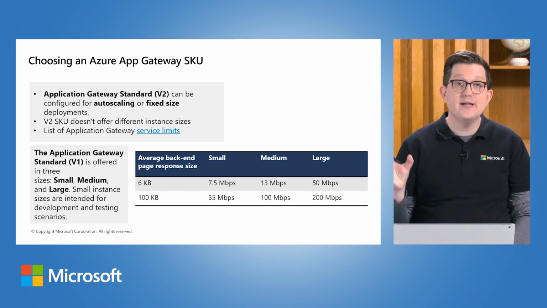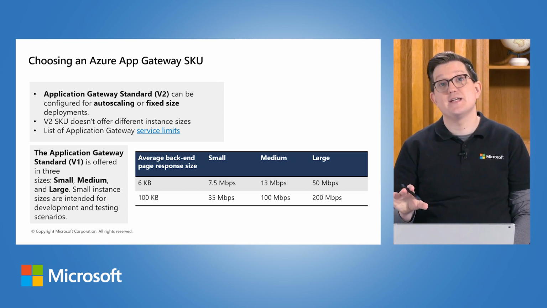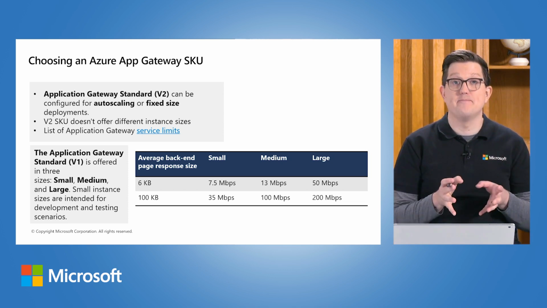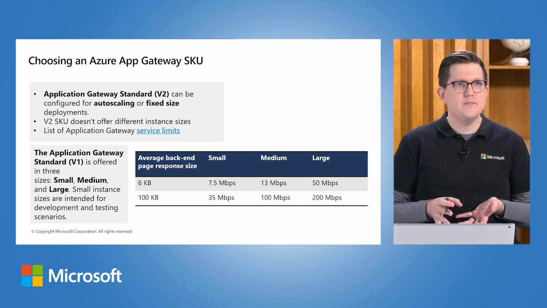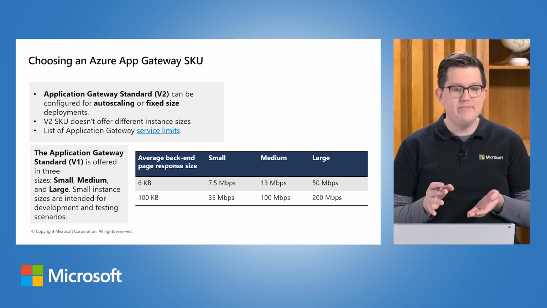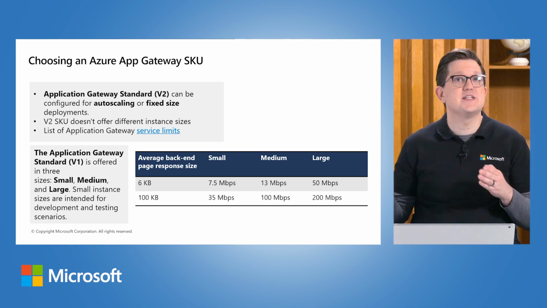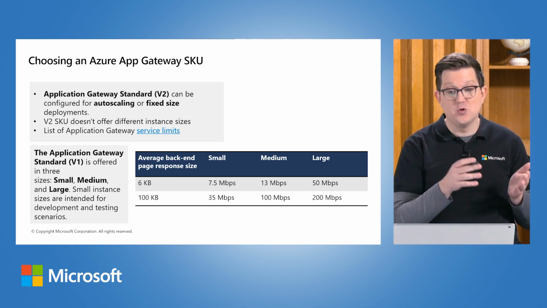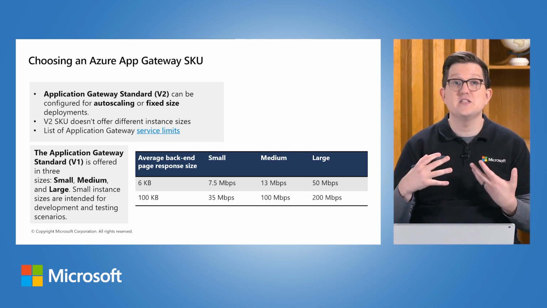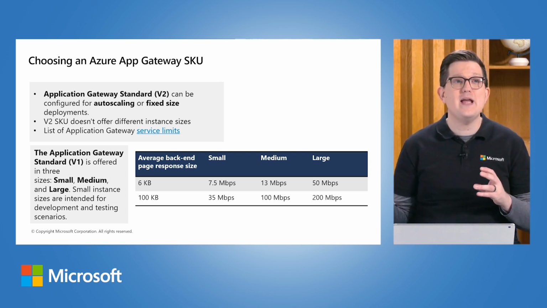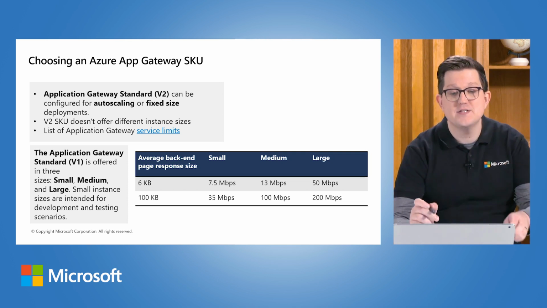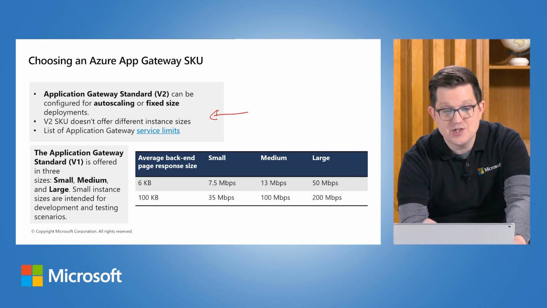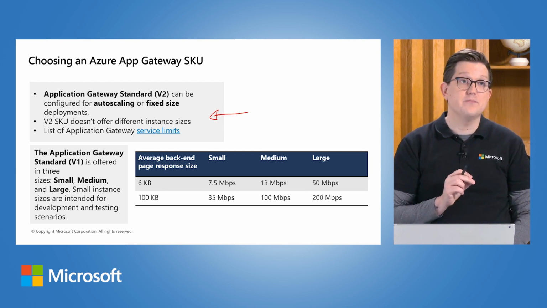Now, as with everything in Azure, multiple t-shirt sizes, multiple SKUs to pick from. The answer for me is pretty straightforward. Application Gateway version 1 has very specific scaling requirements. You pick a small, medium, or large with the different size of page requests that you have, and it'll be able to handle different types of traffic within it. My preference is to go with Application Gateway Standard v2.